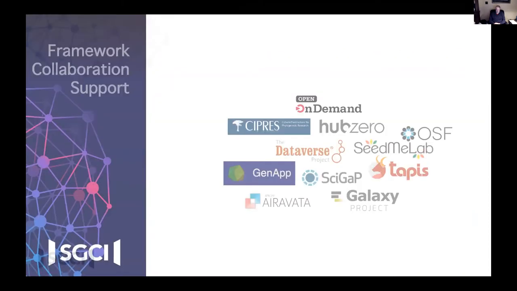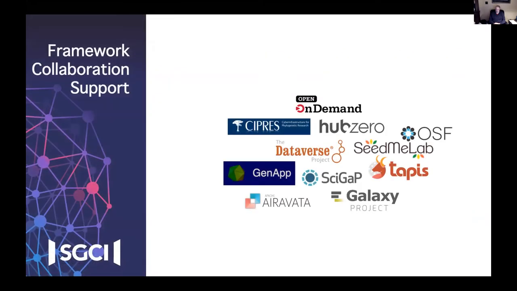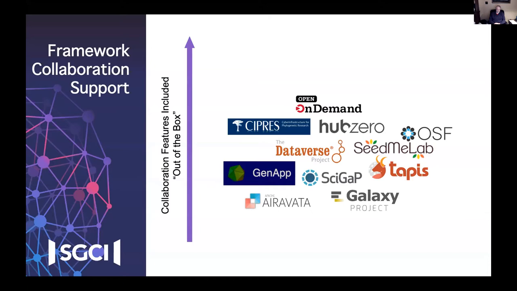In the US, I'm going to pick a subset of gateway platforms that people use to build gateways or gateway-like things. So if you don't see one on here that you think should be on here, it's not meant to be a comprehensive list. It wouldn't even fit on the screen if it was. But there's a bunch here arranged in no particular way. Now, if I add an axis to that, which is basically the amount of collaboration features included in these frameworks out of the box, then I can start to see some differentiation.